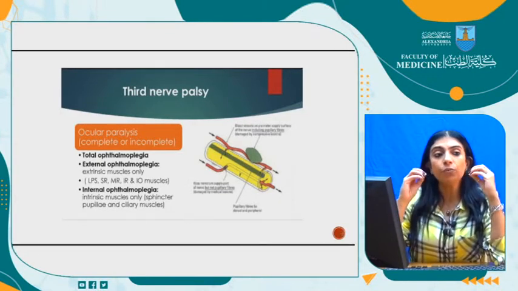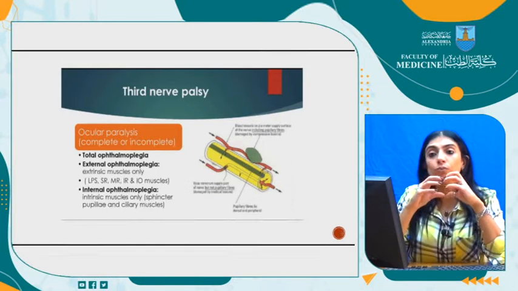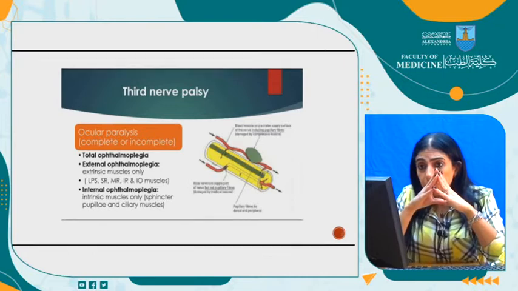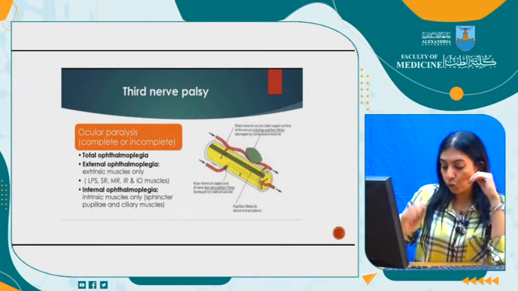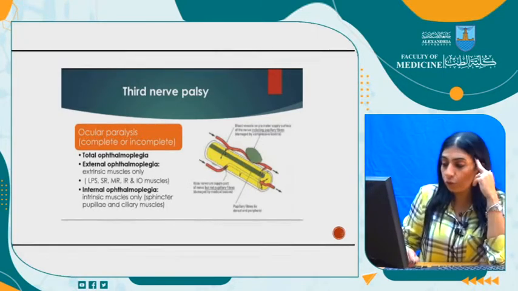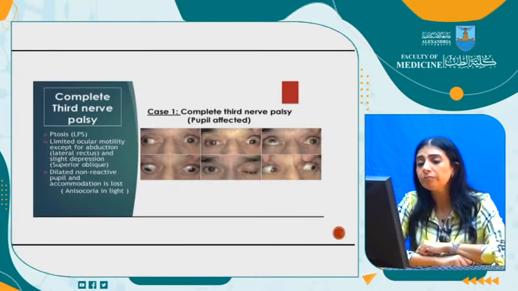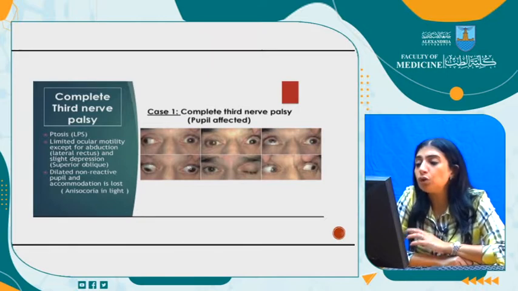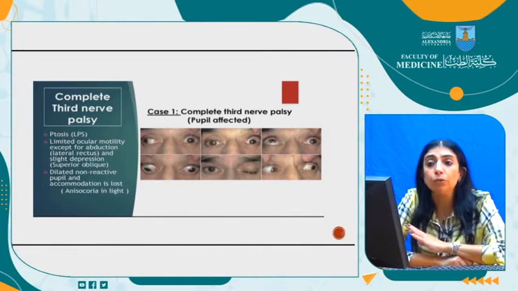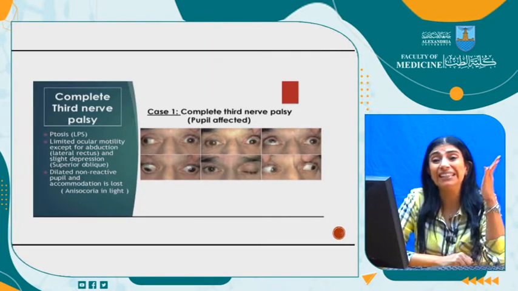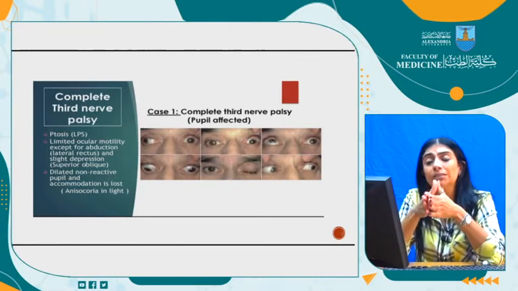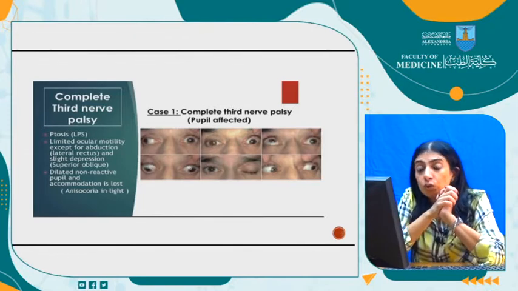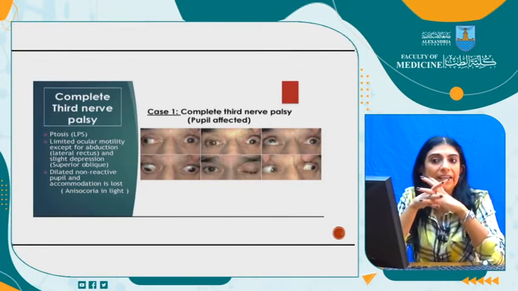So whenever we are facing a patient with oculomotor nerve palsy, we have to know which part of the nerve is affected, or whether there is a complete total ophthalmoplegia. Our first case is complete third nerve palsy, meaning that all the intrinsic and the extrinsic muscles of the globe are affected. And this is considered a dangerous sign.